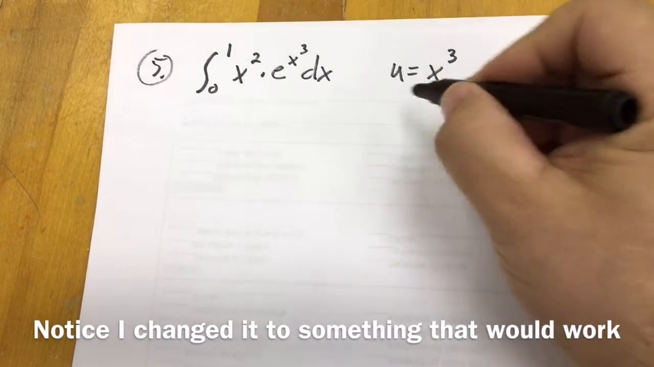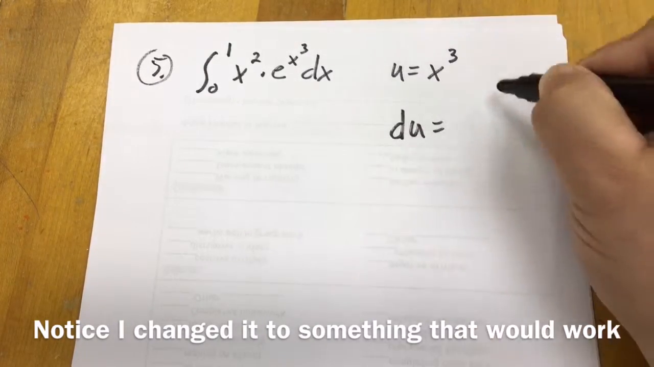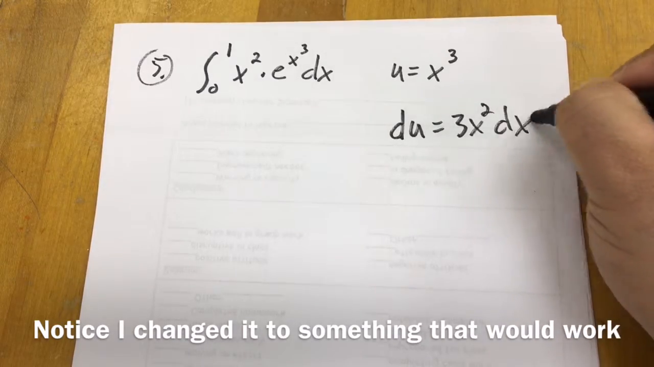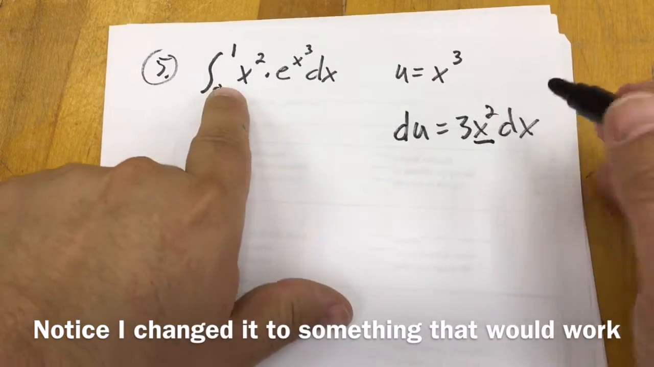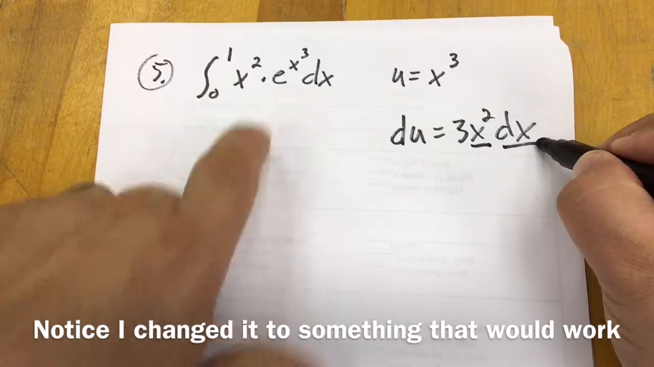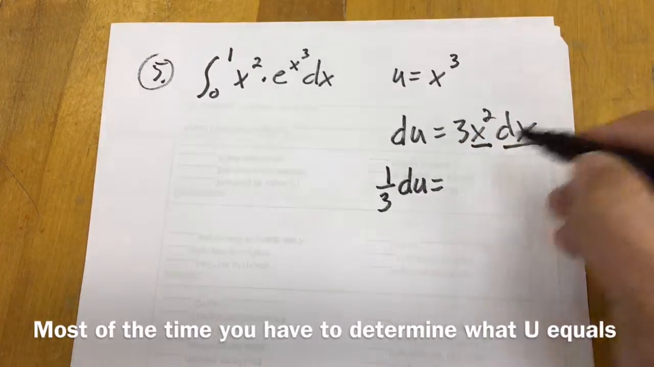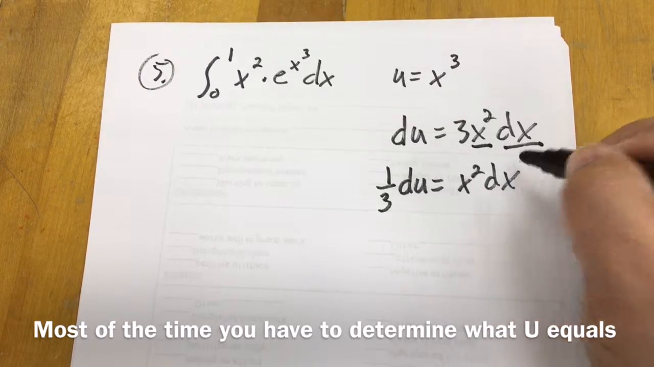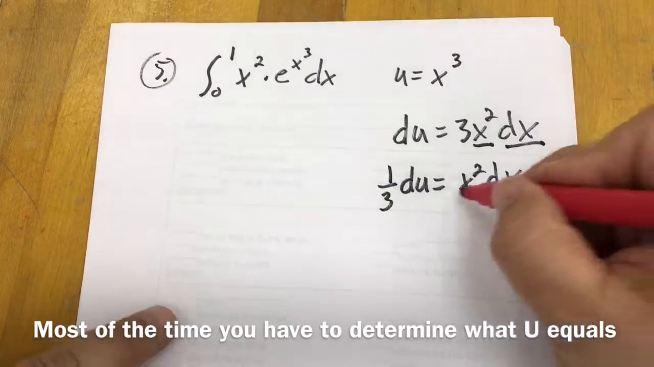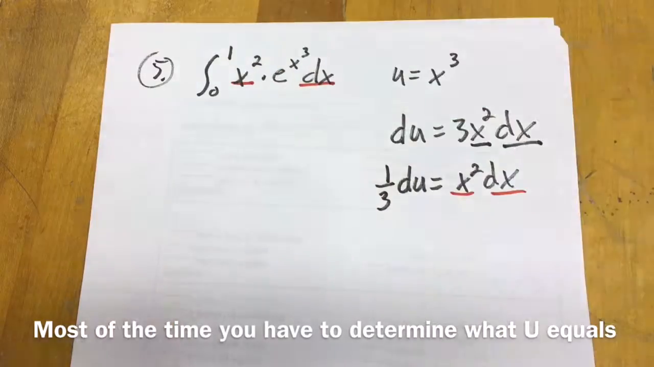So I'm going to find the derivative of that. That's going to give me du equals 3x squared dx. I noticed immediately that the x squared will cancel out and the dx will cancel out, but the 3 will not, so I'm going to divide both sides by 3. That gives me 1/3 du equals x squared dx, and as I said already, that x squared dx is just going to replace that x squared dx.